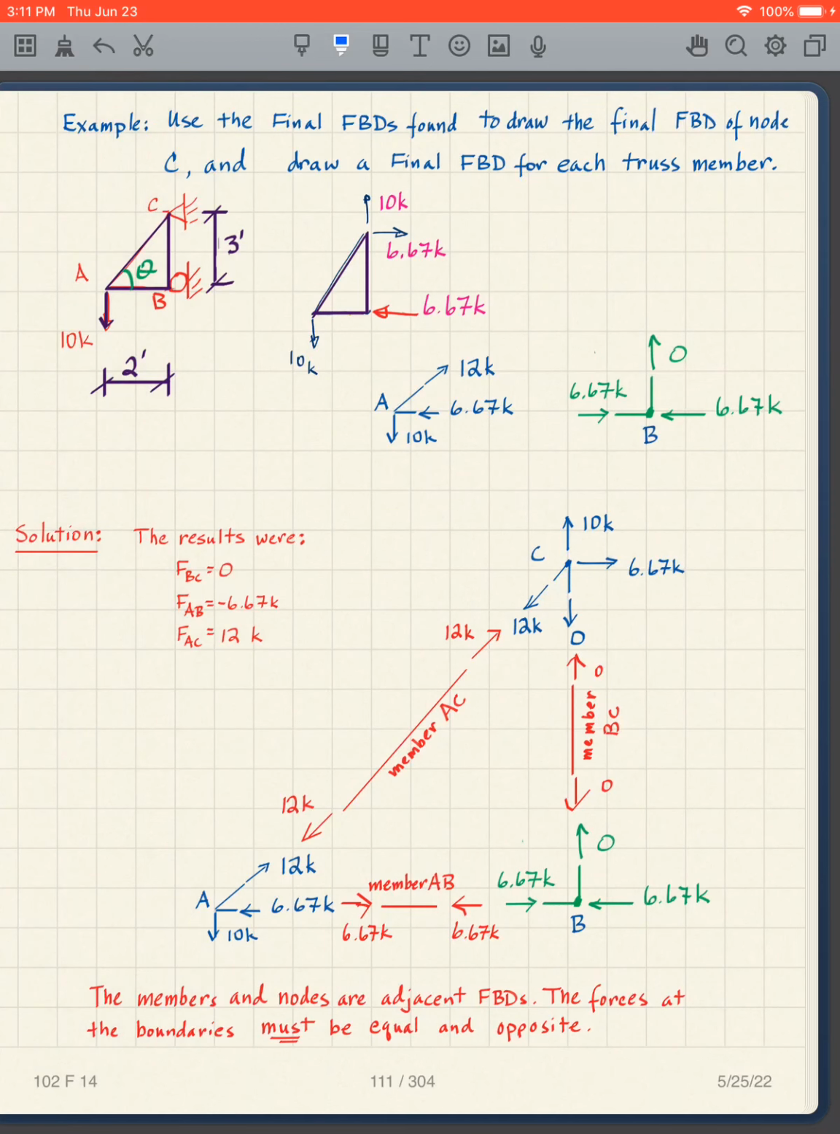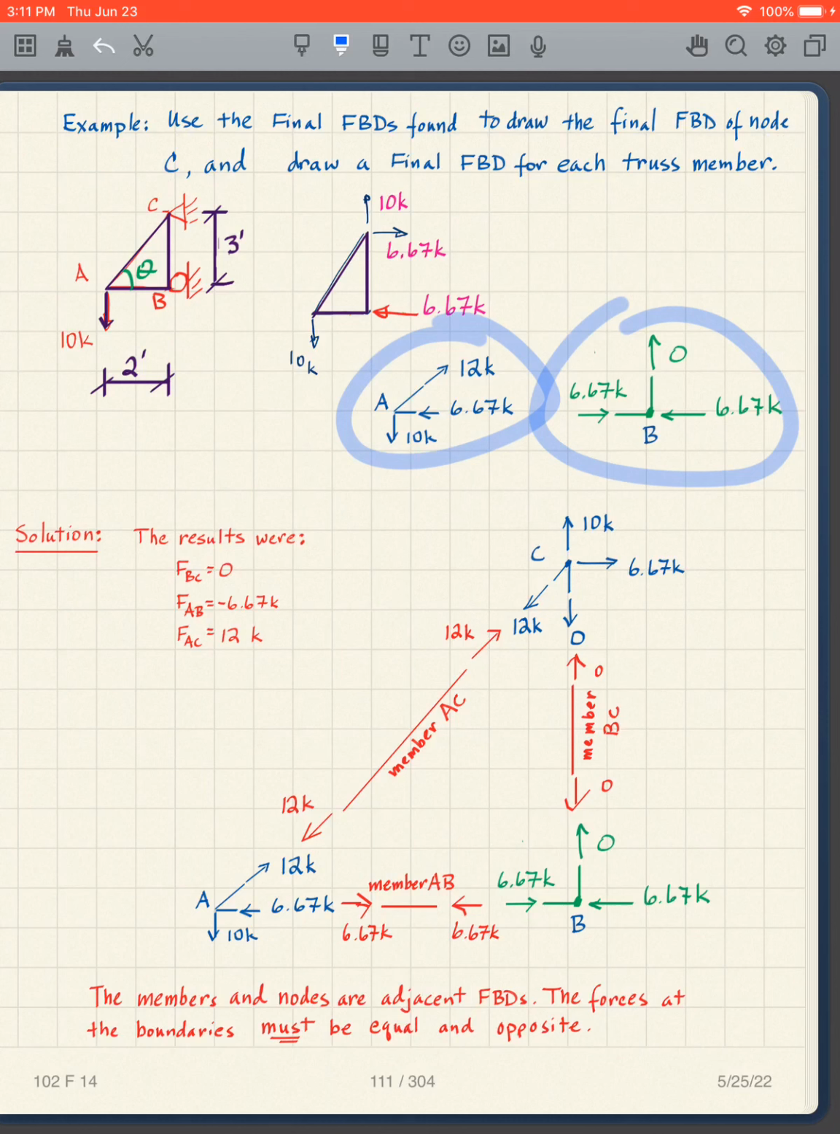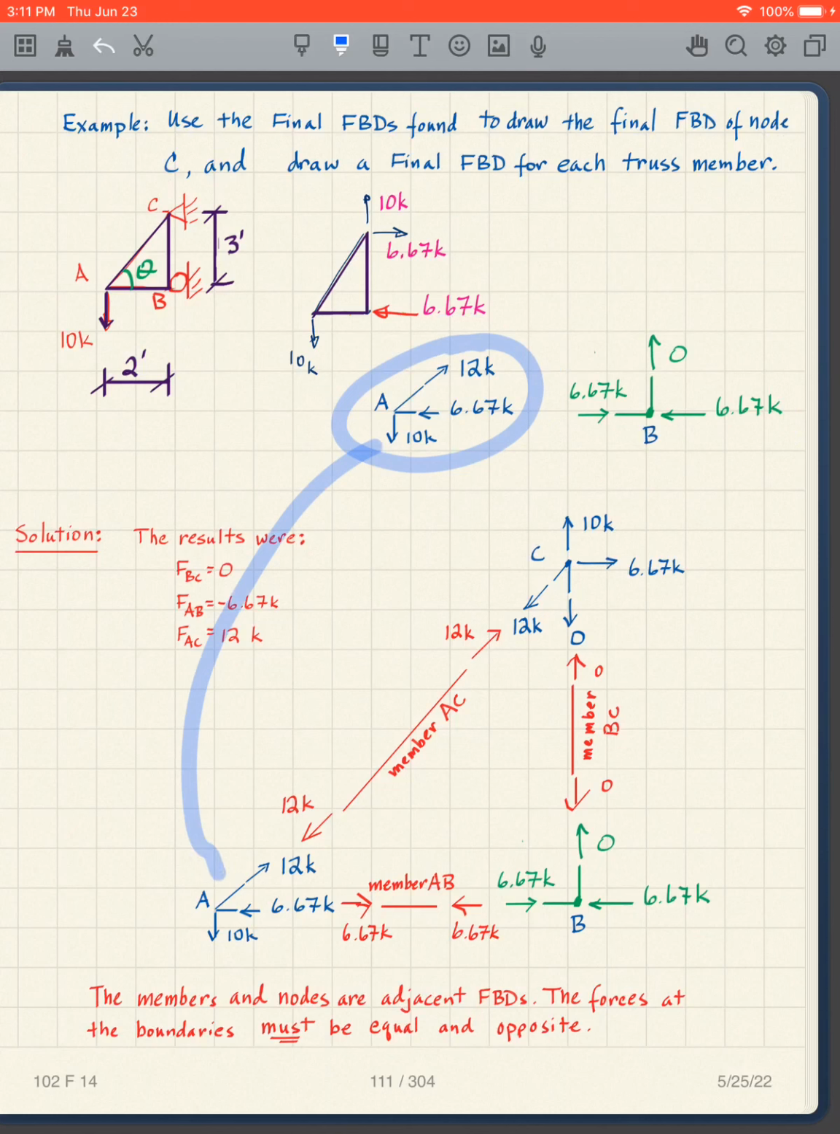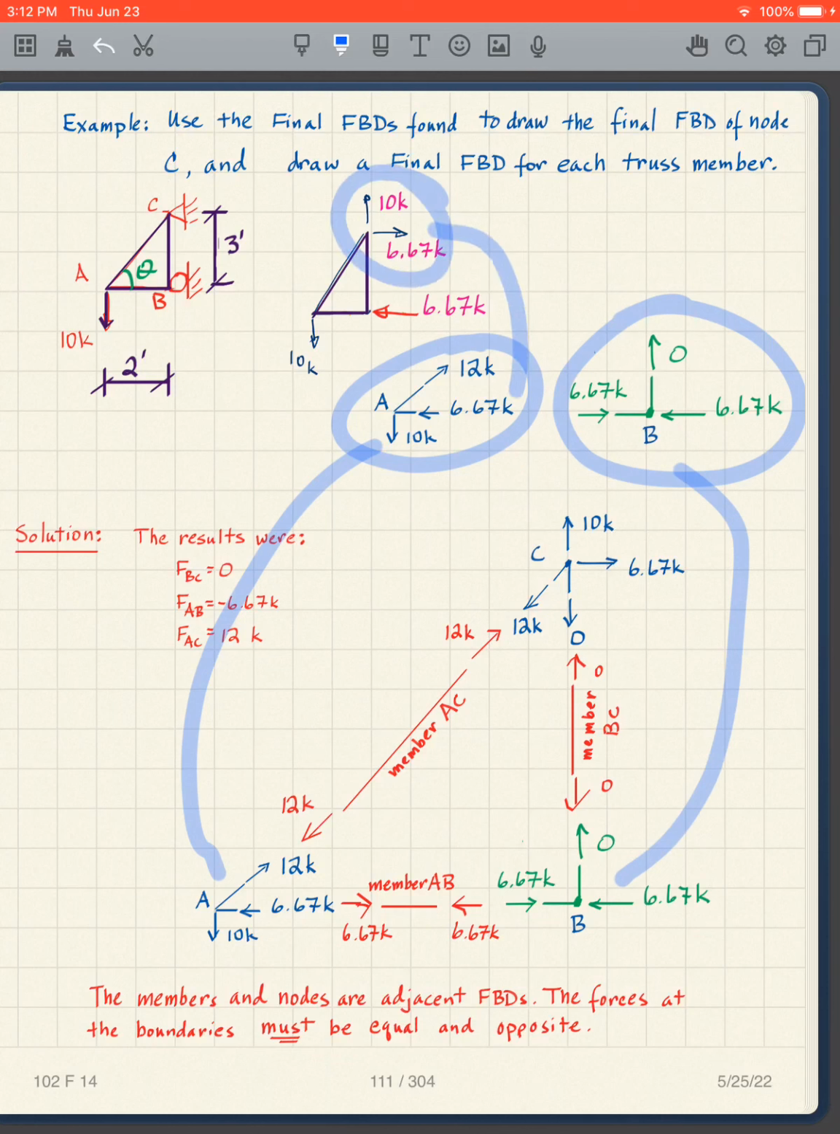So that's the next example, is to use the final FBDs to draw the final FBD of node C and draw a final FBD for each truss member. So I'm just going to show you what we end up with. We've already shown this and we've shown that, and I can take these and put them in my drawing. I'm going to put that there. I'm going to take that and I'm going to put it there. And I'm going to take these two that I've already figured out, I'm going to put them here.